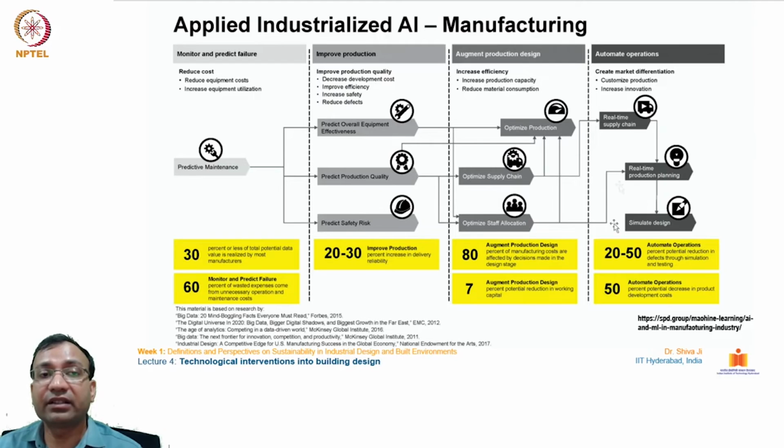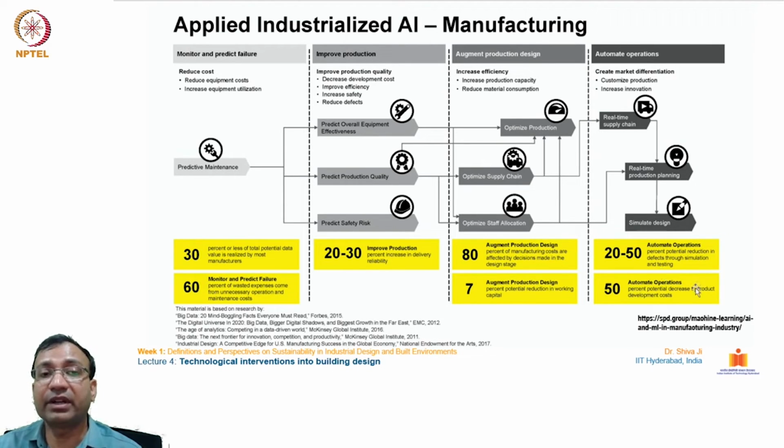So finally, in this stage, if we see automating operations, there is a 20 to 50% potential reduction in defects through simulation and testing, which is also huge. First of all, it adds to the customers' confidence in the product being manufactured. It increases the brand value. Plus it helps reduce the costs of repair, replacement, and refurbishing, etc.